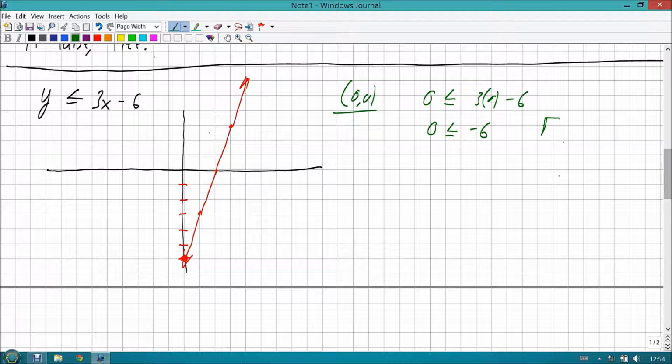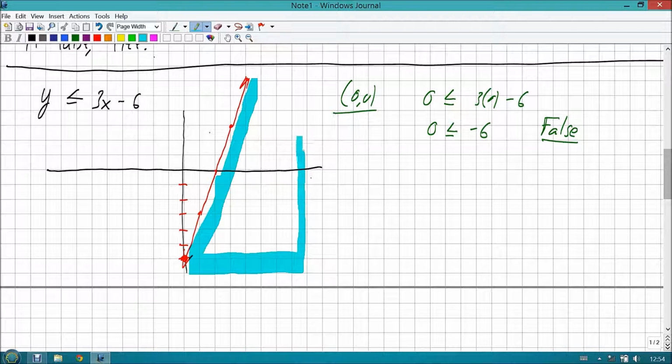This is false. 0 is bigger than -6. This is saying 0 is smaller than -6, so I know I don't go through the origin. So normally I'd want to go through here, but I can't. I got to go the other side. So the other side would be in this area. So I highlight in this area.